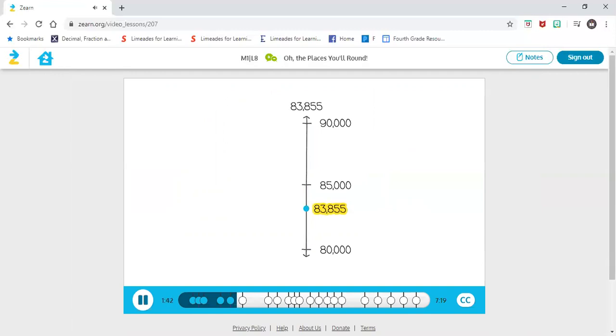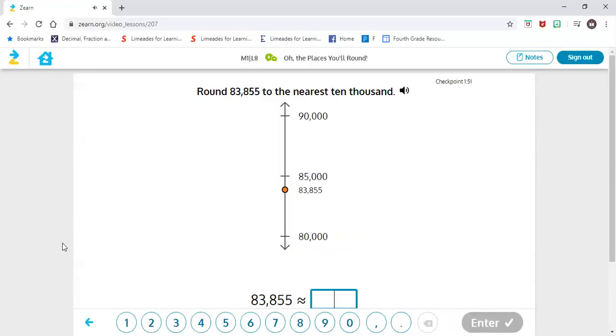Is 83,855 nearer to 80,000 or 90,000? Round 83,855 to the nearest 10,000. Okay, so I'm going to use my vertical line to see which number 83,855 is closer to. Is it closer to 80,000 or is it closer to 90,000? Now, I need you to remember from our last video that the equal sign squiggly means about, is about. So I'm saying that 83,855 is about 80,000 because it's closer to it.